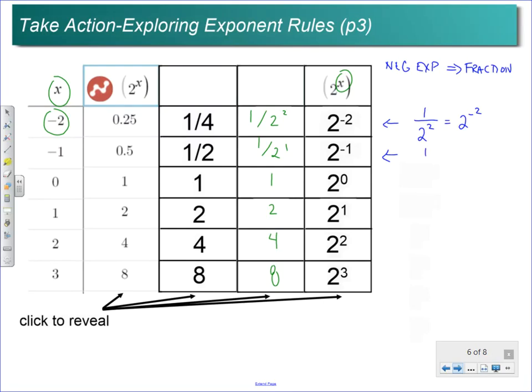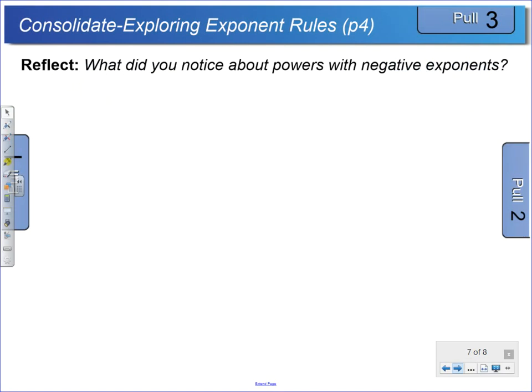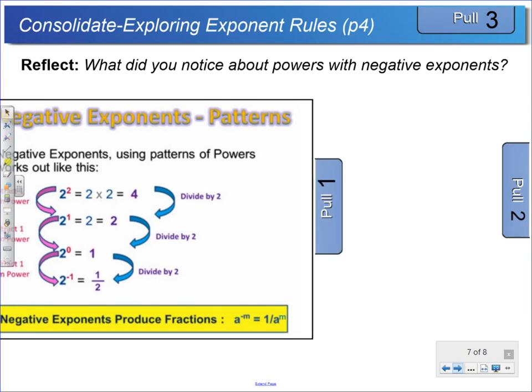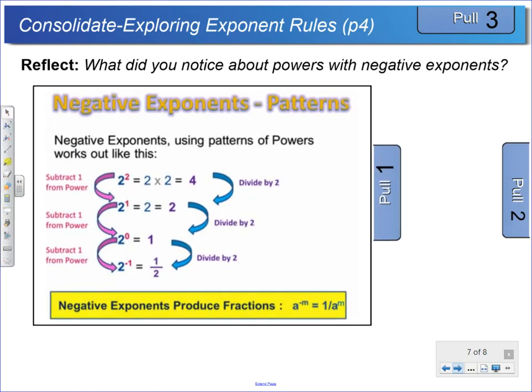And this one here, 1 over 2 to the 1, is 2 to the minus 1. So that's the big deal. That's the big idea behind negative exponents. So as far as our reflection is concerned, and there will be a handout on this and some practice to follow this up in the next little while, but here's a little bit of patterning.